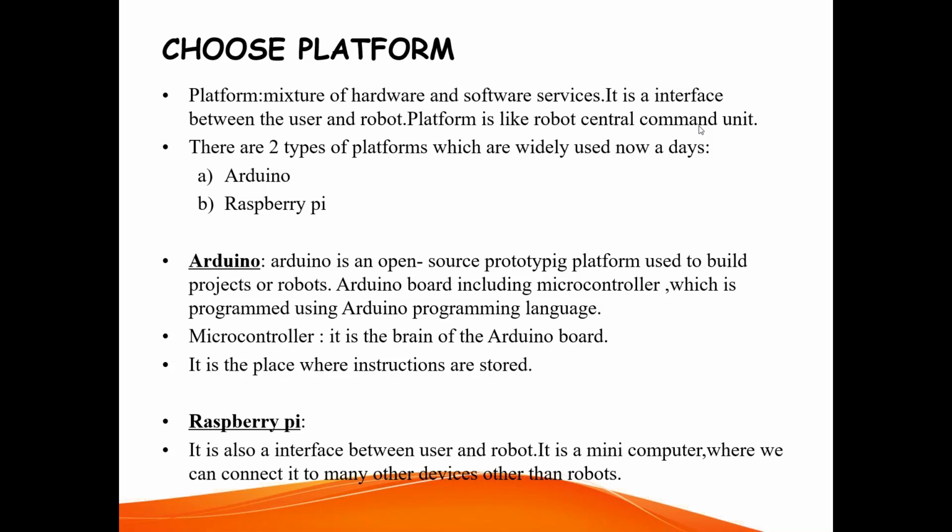Central command unit. Nothing special. Like for a computer, the CPU is the most important part. It's like the brain of the computer, right? You all know this. Without a CPU, a computer cannot work. In the same way, without a platform, a robot does not work. Using that platform, you are going to prepare your robot. You are going to create your first robot.